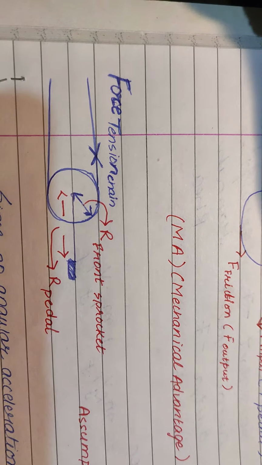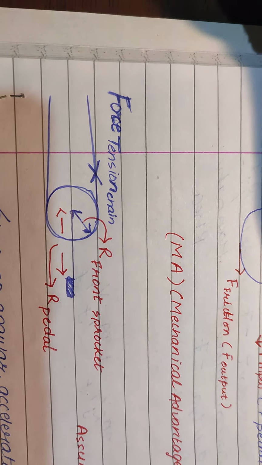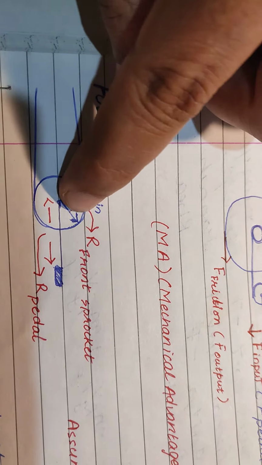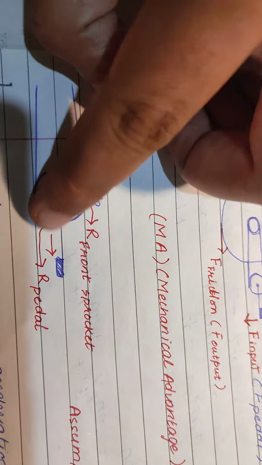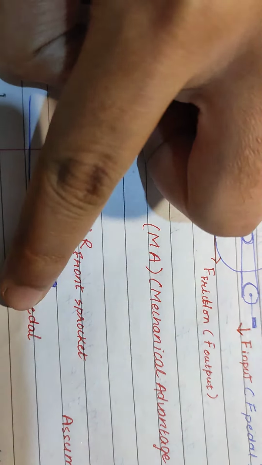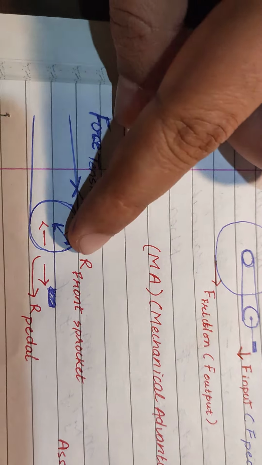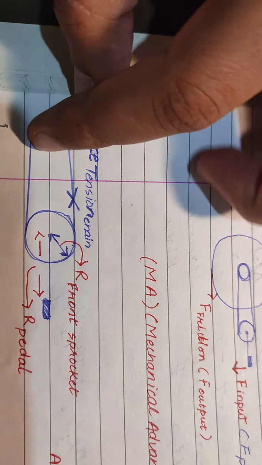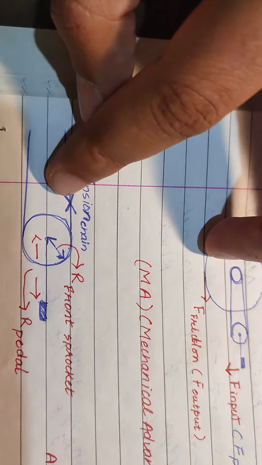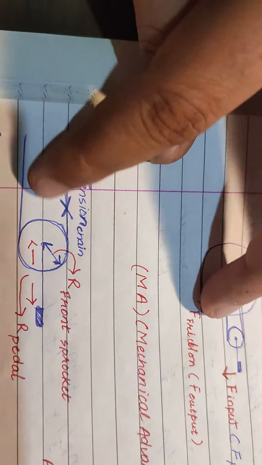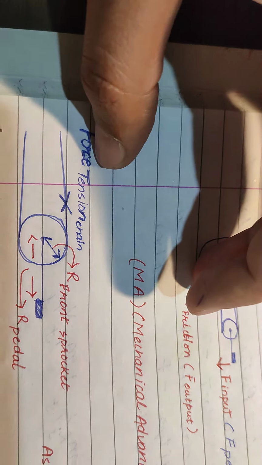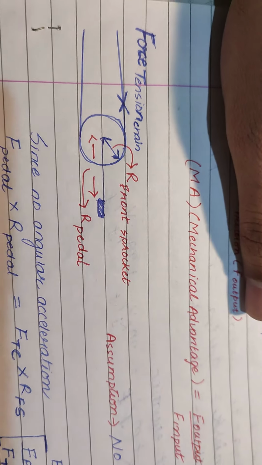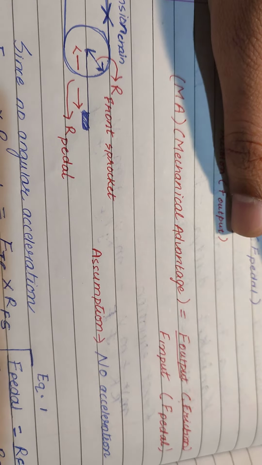Now let's check this diagram. What we are seeing here is a sprocket. This is the front sprocket, and this is the radius of the front sprocket. This is the pedal, and this is the radius of the pedal. There is a chain connected to the front sprocket, and this chain connects to the rear sprocket as well, and there is a tension in the chain, which we will call FTC, or force due to the tension of the chain.